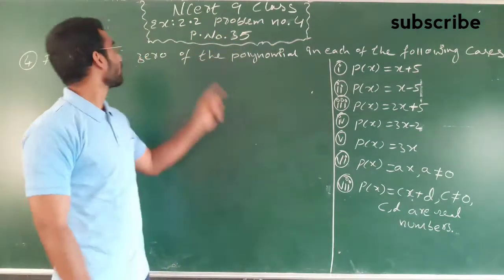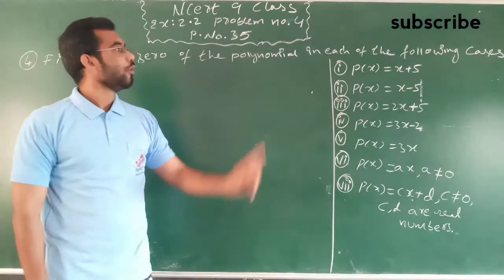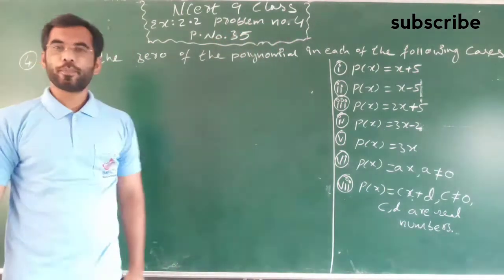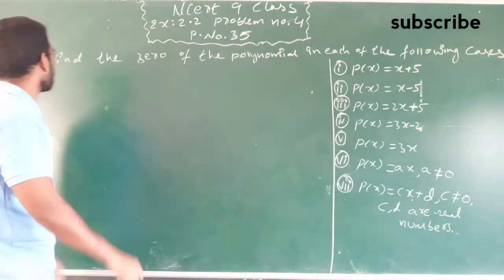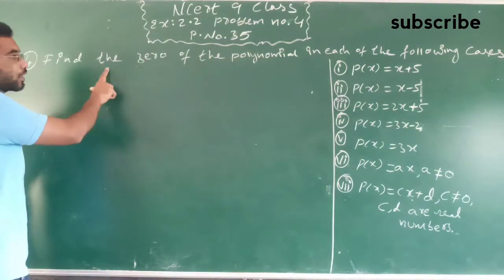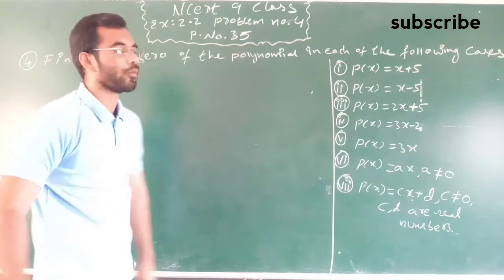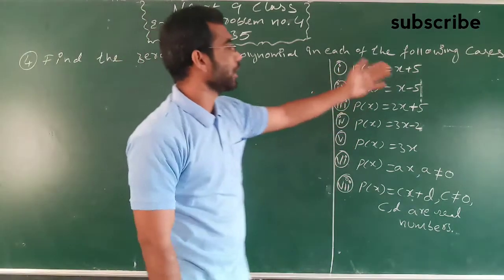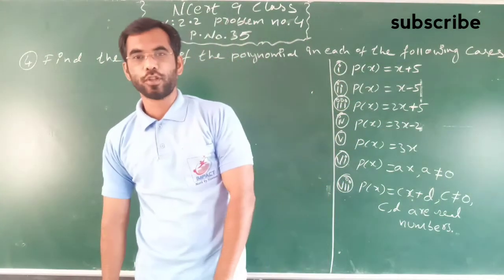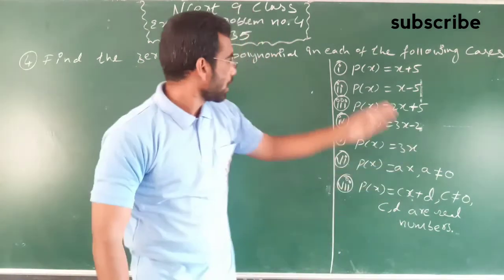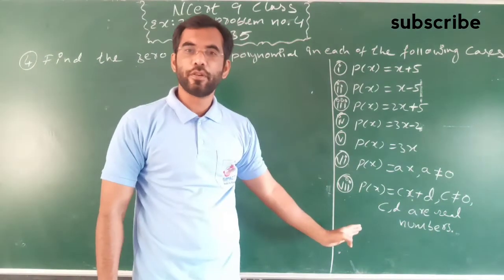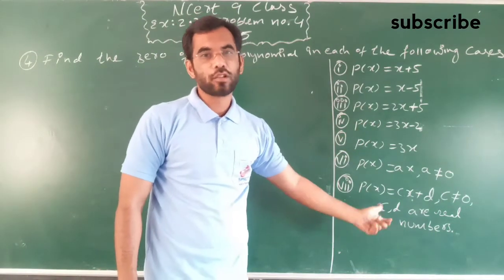Today I am going to explain NCERT 9th class exercise 2.2 problem number 4, which is on page number 35. The question asks: find the zeros of the polynomial in each of the following cases. Here I have written the 7 questions, which consist of 7 bits. One by one we will solve all the bits.